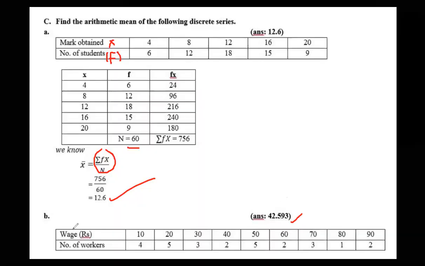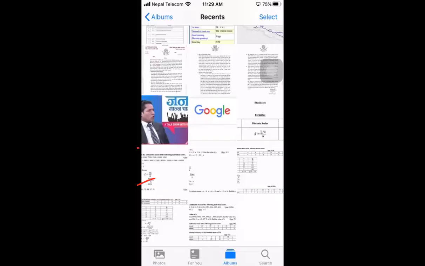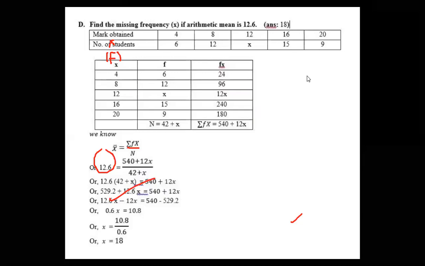Let's do this number B. Okay. Now let me go to the next question. Okay. So whenever there is a missing frequency, the question is going to be a little bit tricky. That happens in missing frequency.